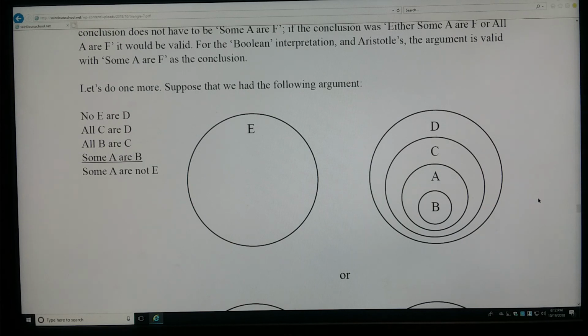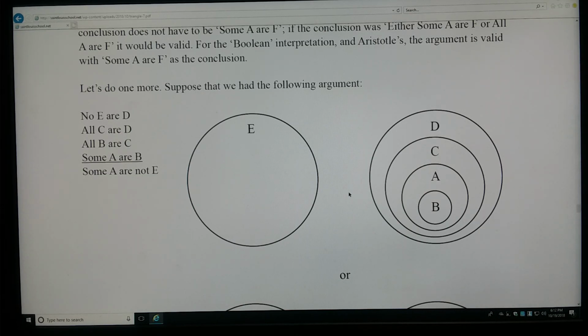All right, so let's do one more. Suppose that we have this argument. No E are D, all C are D, all B are C. Okay, so that is accurate. And then some A are B. Okay. And then our conclusion says some A are not E.